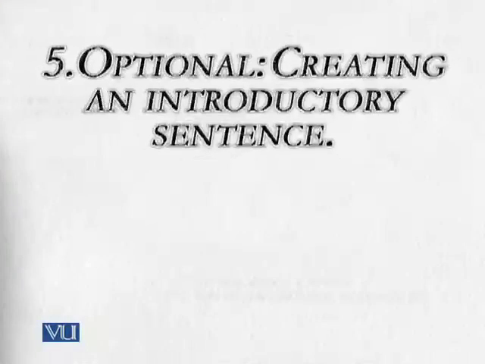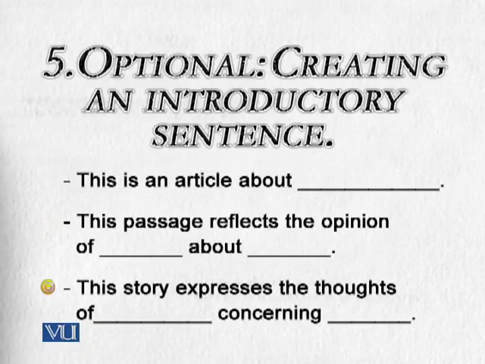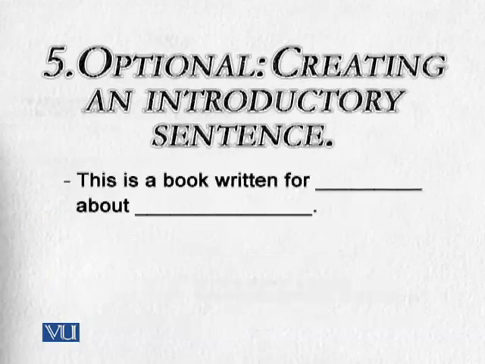After introducing this, a very important feature of summaries is the openers of the summaries. As I told you before, in our first example our summary started this way: this text describes. Now, this text describes is an opener, actually. All summaries should start off the same way. On your screen, I have listed some possible openers for good summaries. This is an article about. This passage reflects the opinion of. This story expresses the thoughts of. This is a book written for and about. So this is how we always start our summaries.